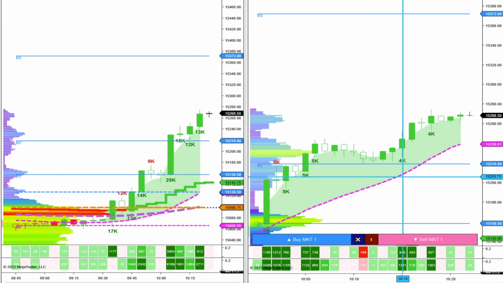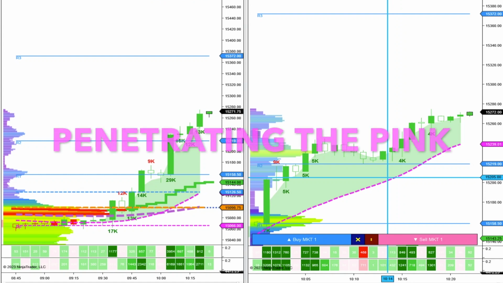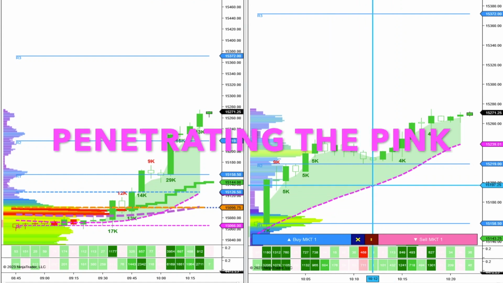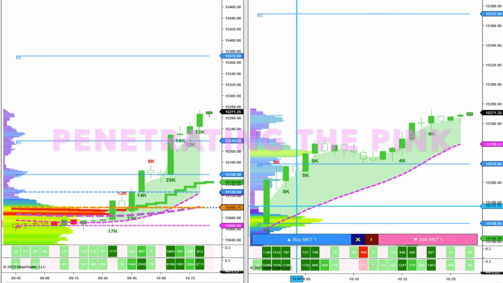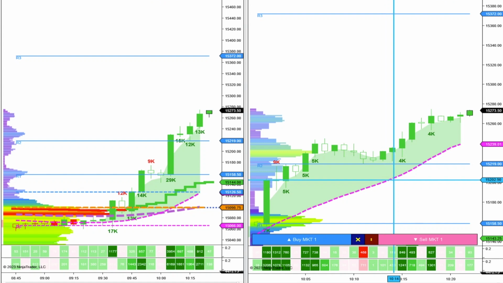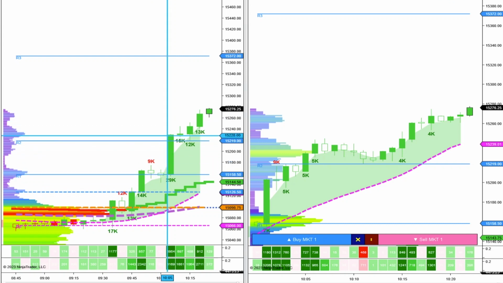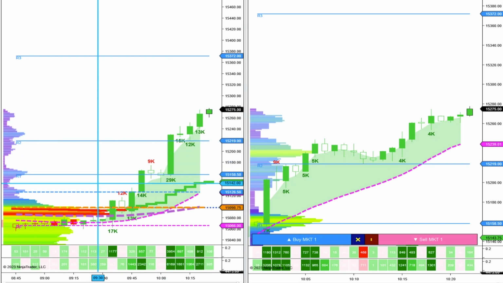Monkey Man's got a whole trading strategy called Penetrating the Pink. You could just have one strategy all based on just the 20 SMA. It's one of my favorite moving averages. Monkey Man also likes his boner candles. Big green boner candles. Sure, he'll tell you all about that in one of his videos.